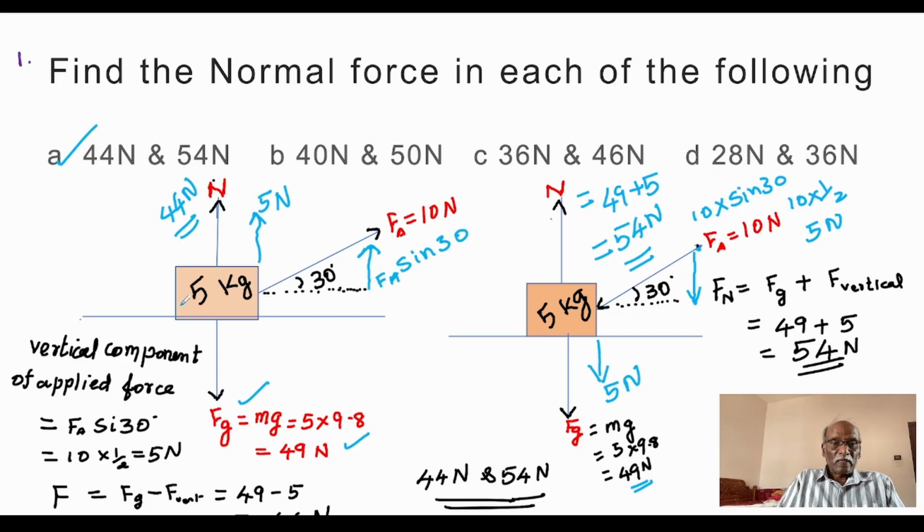Recap again. Both have the same weight, but the applied force direction is different, opposite. In the first case, the applied force is pulling. It means the force is acting outward, and that's why the normal is acting upward. In this case, pushing, the vertical component is acting downward. Therefore, it is added to the Fg. Here, the vertical component is subtracted from the normal side. That's why there is a difference. The answer is the first one. Shall we move on to the second one?